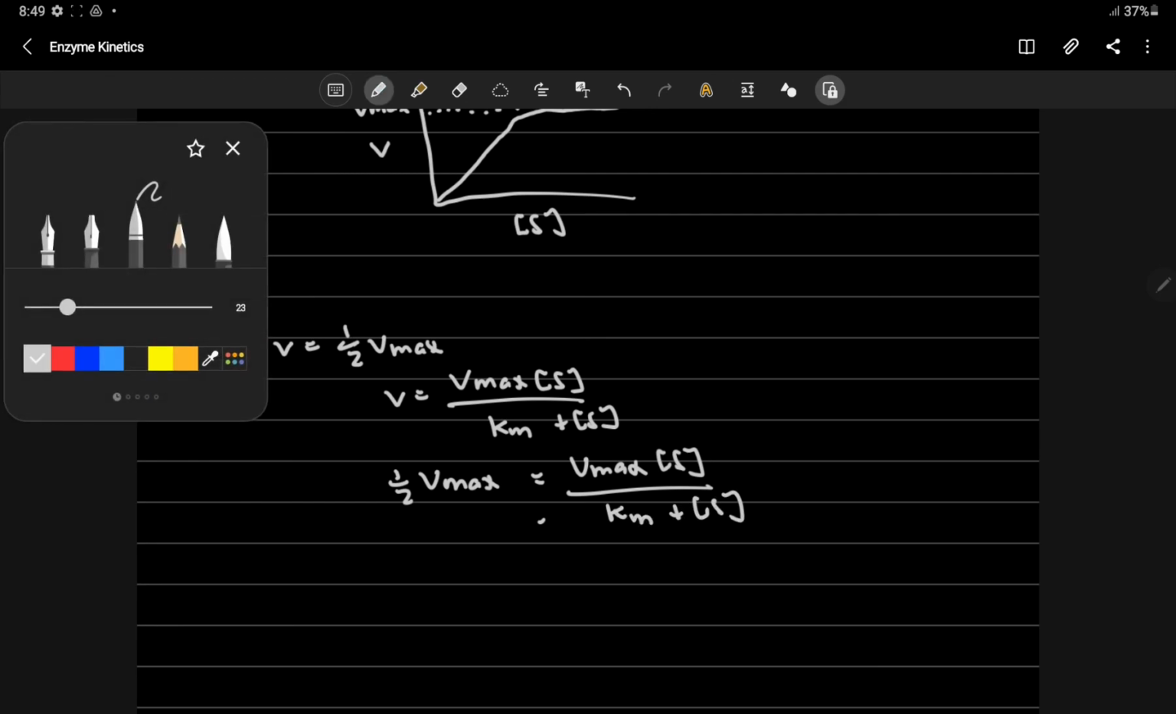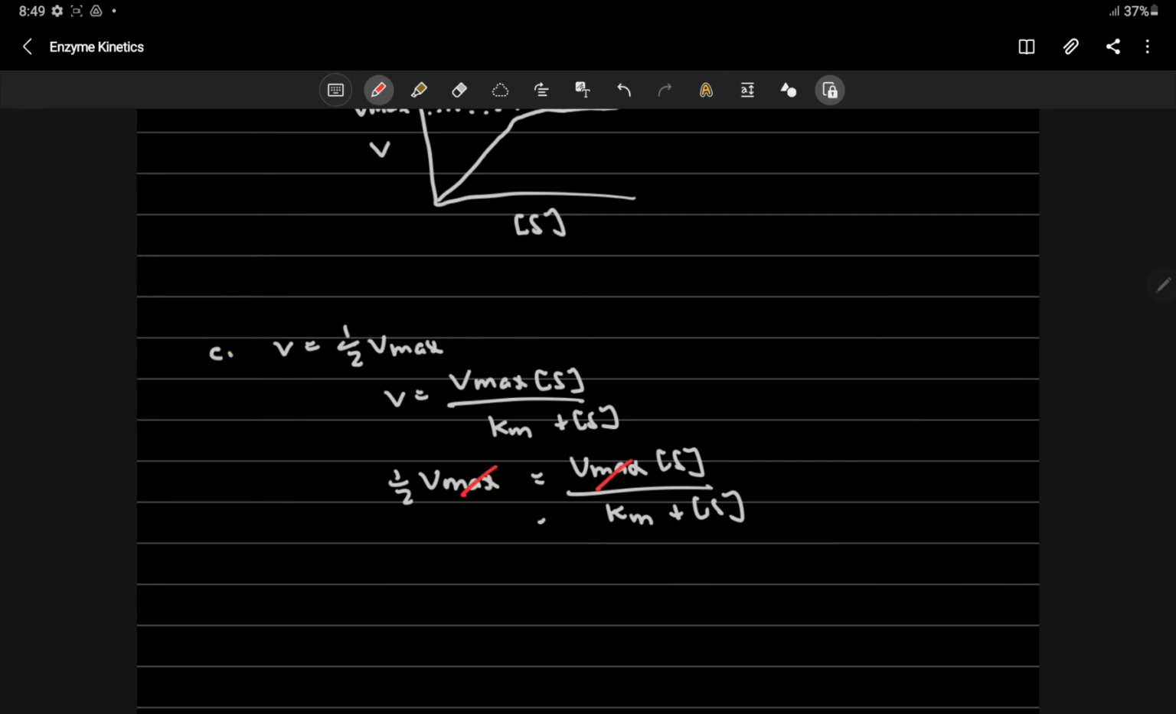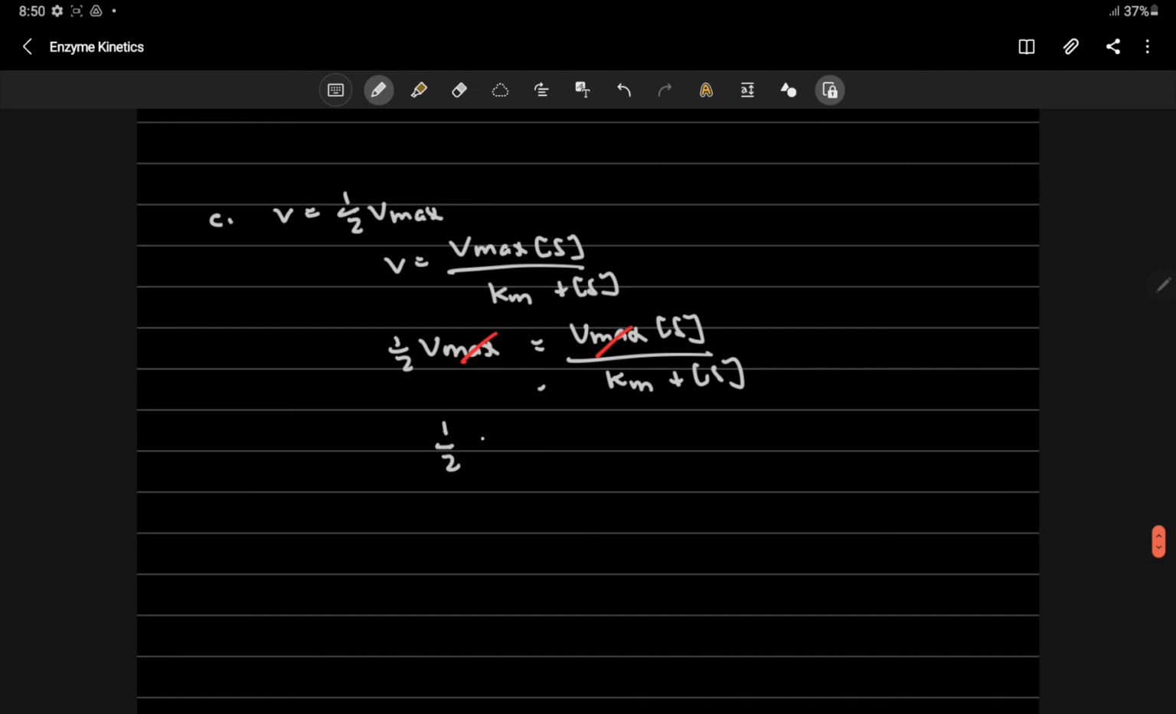Ano mangyayari? Both sides of the equation may V max, makacancel yan. So what will remain is 1/2 sa left hand side and this sa right hand side. Okay. So the right hand side of the equation is equal to 1/2. Kailan lang siya mangyayari? Take note, meron kang substrate concentration sa denominator, meron din sa numerator. So mangyayari lang na magi-equal sila kay 1/2 if Km is equal to the substrate concentration. So therefore, ang ibig sabihin lang yan, we have found a way to interpret Km some other way.